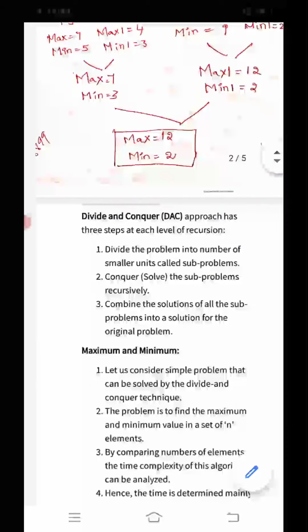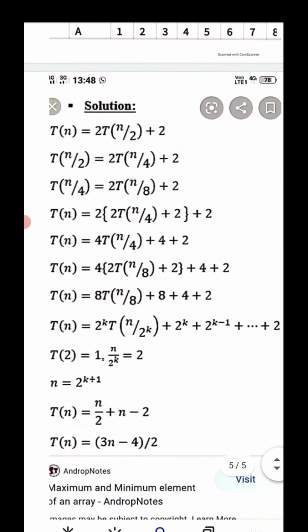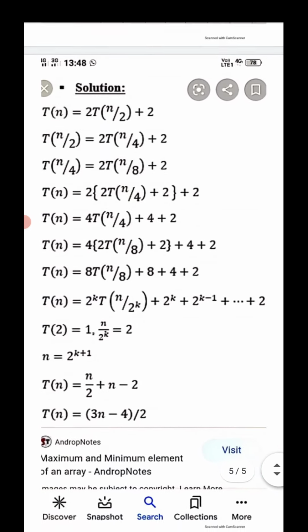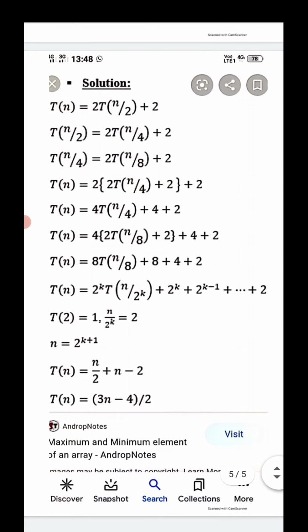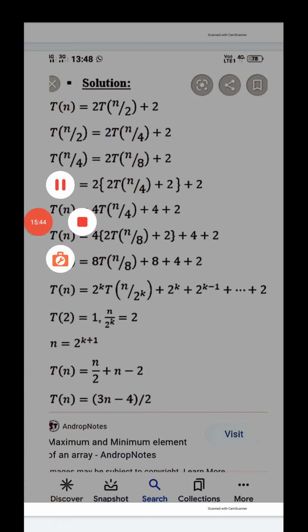Now we can look at the time complexity of finding the maximum and minimum element by using the divide and conquer technique. Let us watch now.